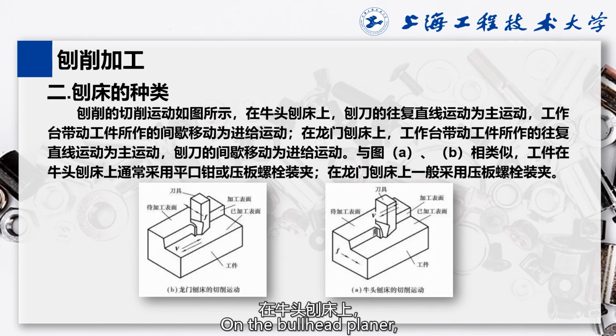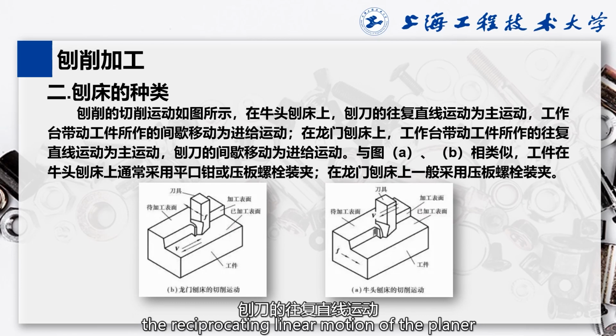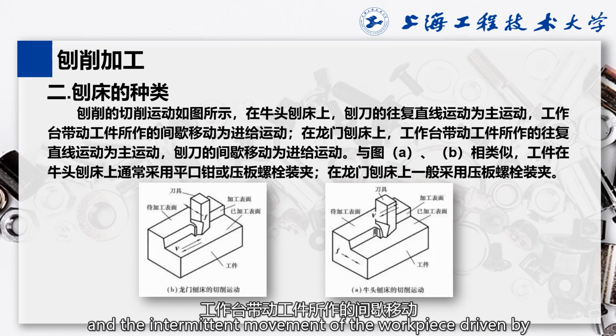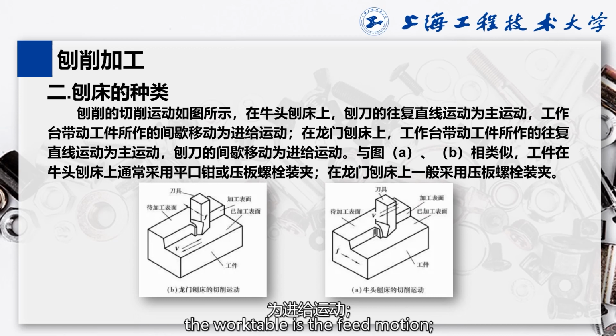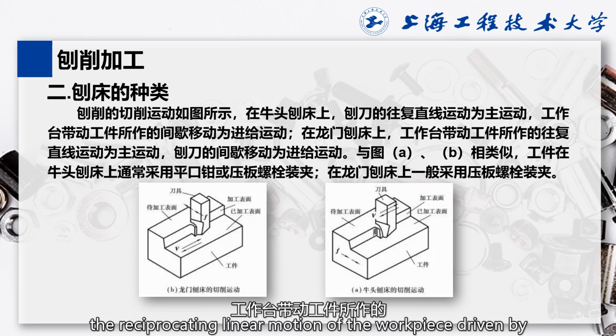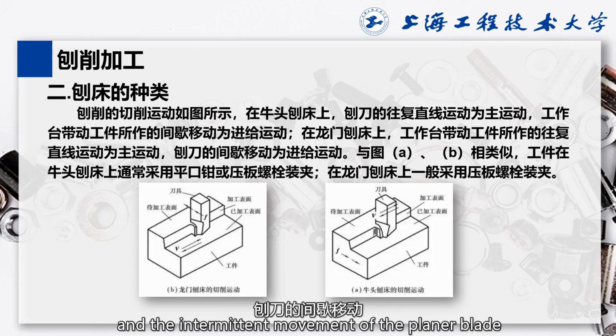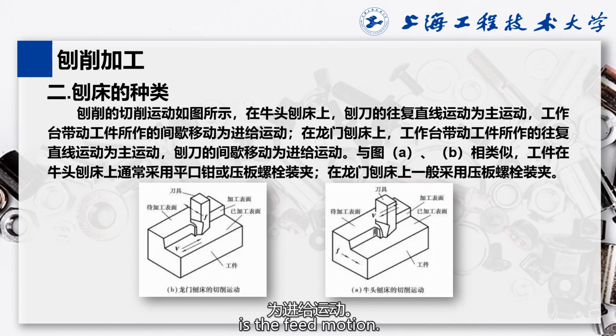On the bull head planer, the reciprocating linear motion of the planer is the main motion, and the intermittent movement of the workpiece driven by the worktable is the feed motion. On the gantry planer, the reciprocating linear motion of the workpiece driven by the worktable is the main motion, and the intermittent movement of the planer blade is the feed motion.